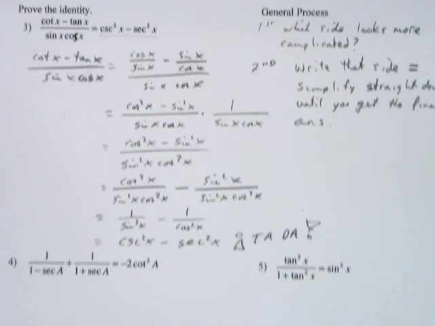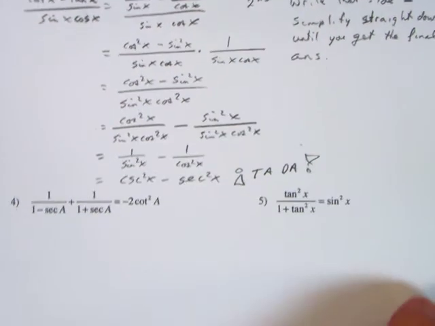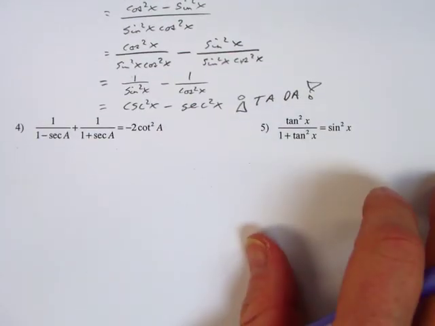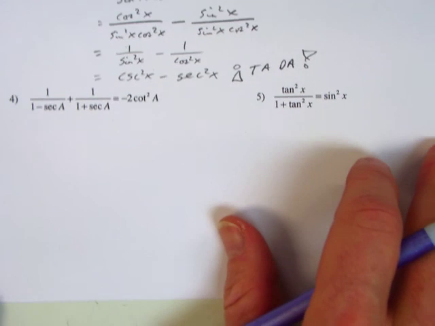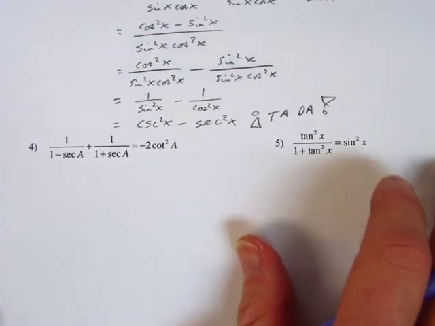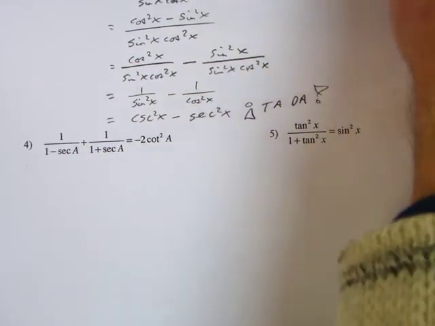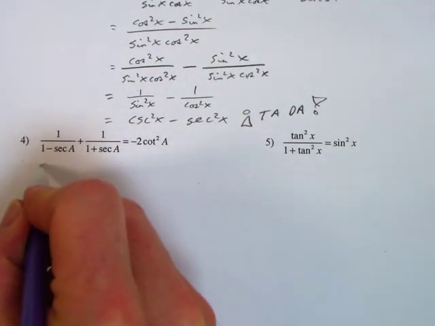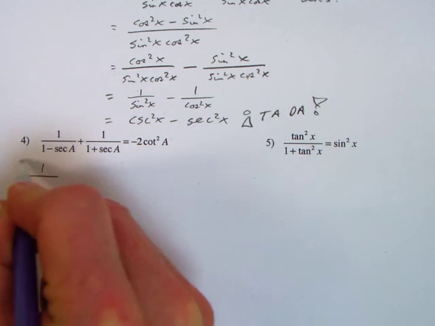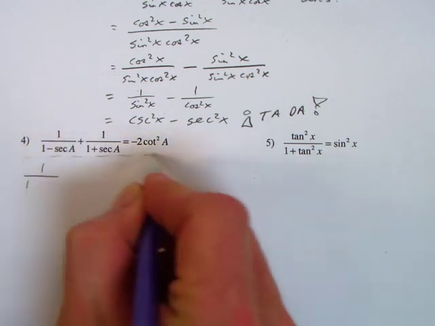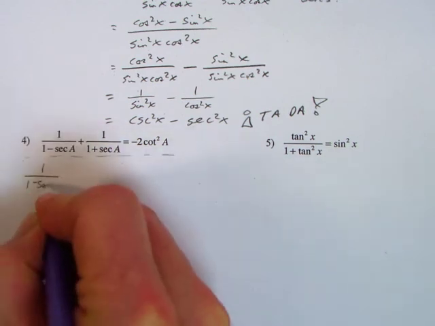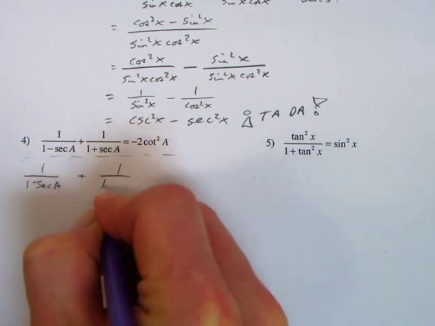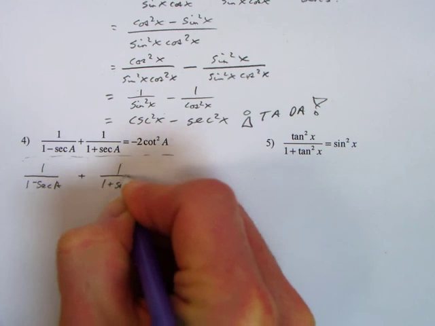Ta-da! All right, let's take a look at another one. Which one looks more complicated? Well, we probably want the left side again. It doesn't always have to be that left side. So we're going to start and we rewrite. So this first line, what we're given there, does not count for anything. Rewrite this: 1 over 1 minus secant a plus 1 over 1 plus secant a.